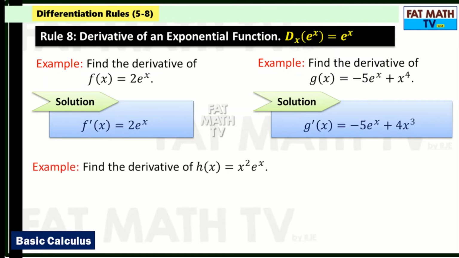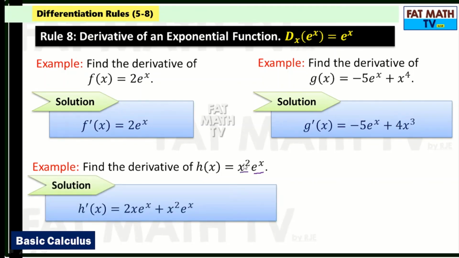Another, find the derivative of h of x equals x squared e raised to x. As what you can see here, we have a product, the product of x squared and e raised to x. So we need to pair the derivative of one to the other and express as a sum.